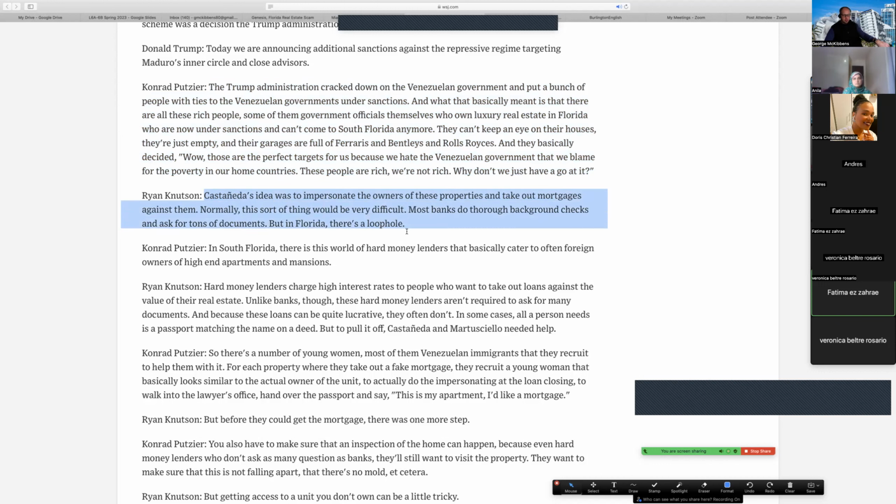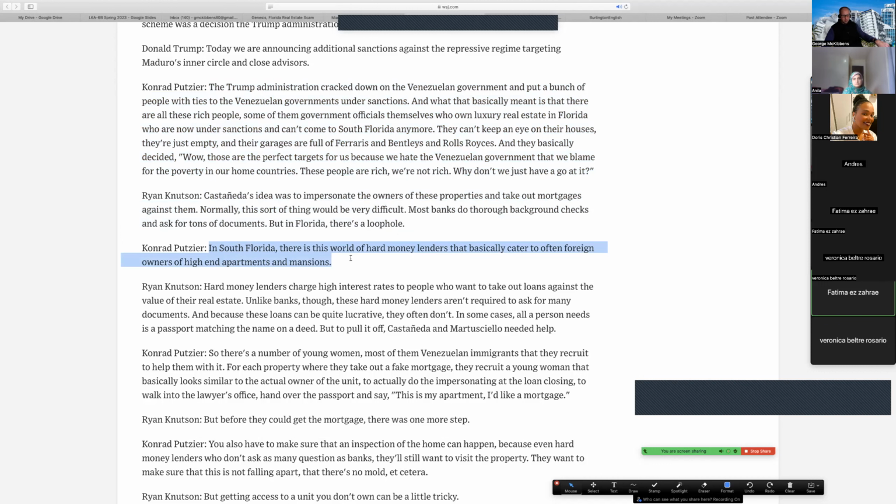Castañeda's idea was to impersonate the owners of these properties and take out mortgages against them. Normally, this sort of thing would be very difficult. Most banks do thorough background checks and ask for tons of documents. But in Florida, there's a loophole.